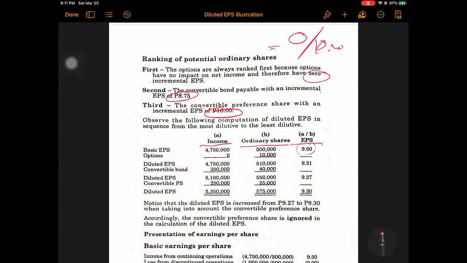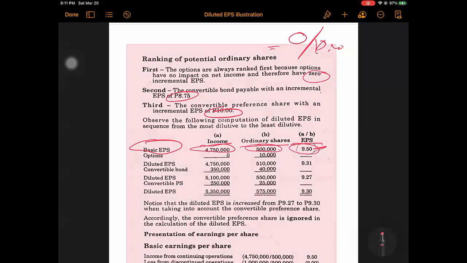So first, you have the basic earnings per share, di ba? For 750 income, you have the 500 ordinary shares, that's 9.50. This is our basic earnings per share, 9.50.